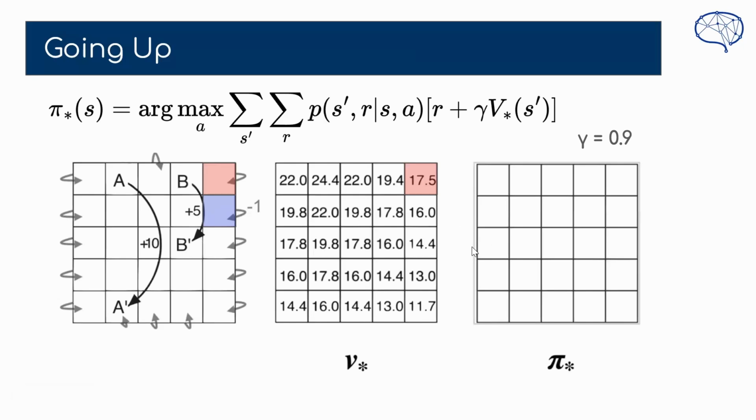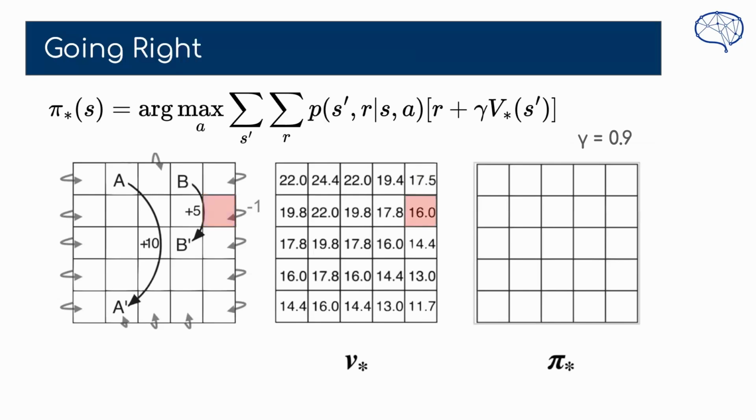So when we go up, your reward here is 0 because you're still on the grid and you didn't go to either A or B. And then the value of your next state, your current value, is 17.5. With a discount factor of 0.9, this is your computed value assuming that you're going up. So this is the action go up. Keeping this in mind, we have a value of 14.